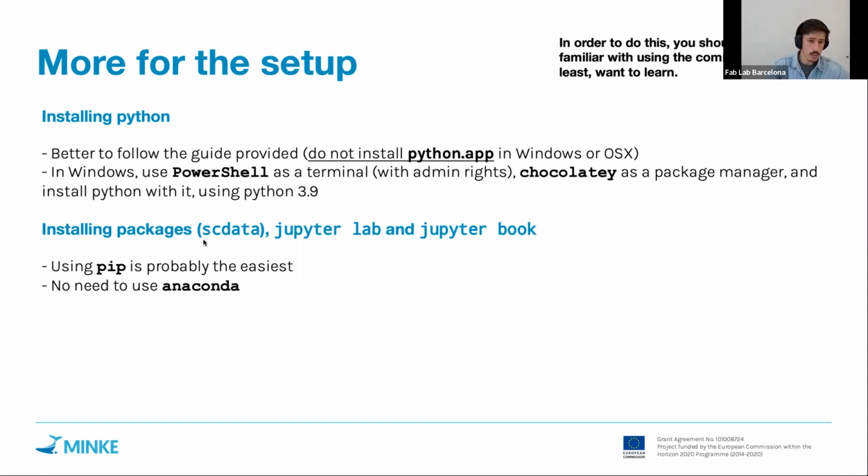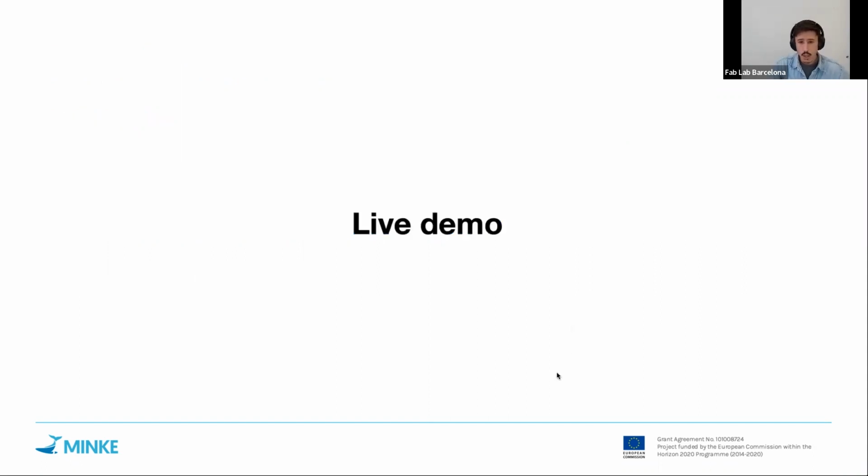Finally, to install all the rest, so SCData, JupyterLab, and JupyterBook, pip is probably the easiest. You don't need to use Anaconda, but if you want, you can also use Anaconda, which is an already prepackaged distribution of Python with an environment manager that is easy to install, but it probably includes a lot of extra overhead that you don't need. So let's have a look at all this in an actual setup.